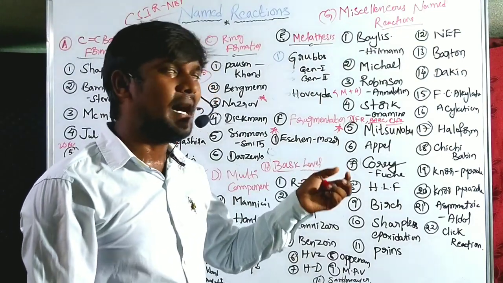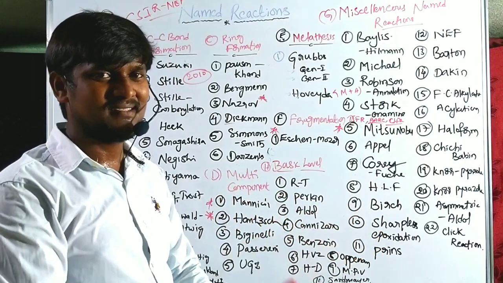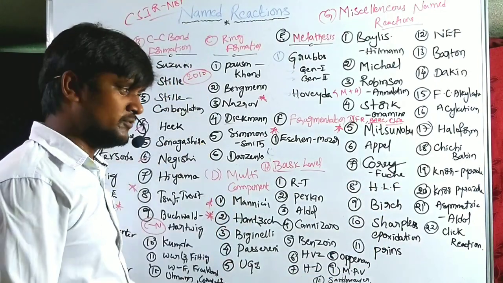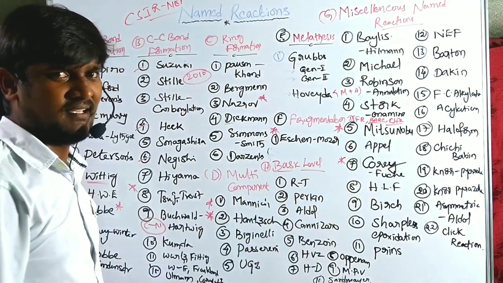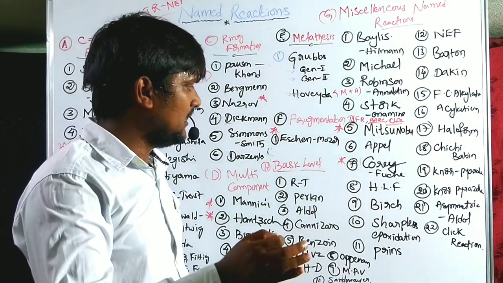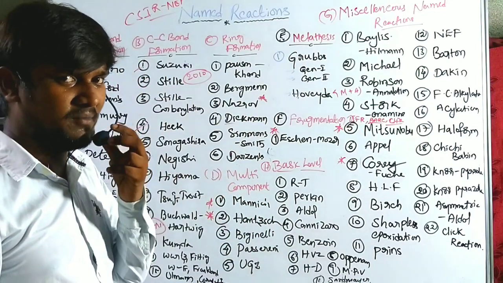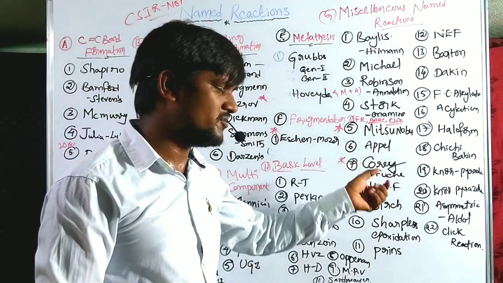Now the sixth one is Appel rearrangement. Those are similar reactions, but the reagents and the functionality are different. Now here Corey-Fuchs synthesis, which is a very helpful and useful reaction. I think it was given in the recent CSIR. Now I'll solve all those problems regarding each and every category of named reactions with their mechanism also. Okay, now here Corey-Fuchs reaction.